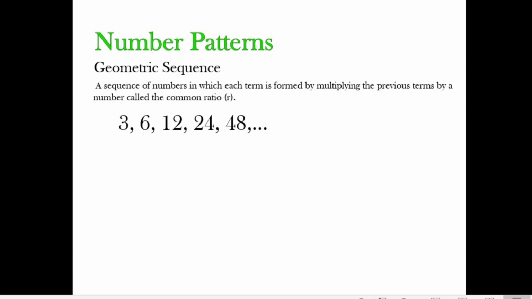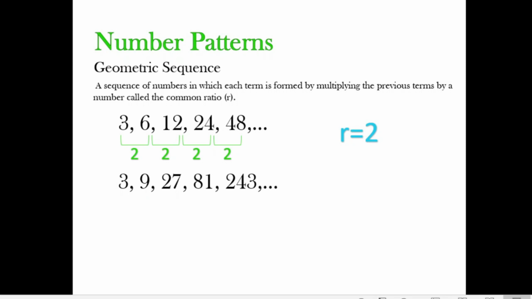For example, 6 divided by 3 is 2. 12 divided by 6 is again 2. 24 divided by 12 and 48 divided by 24 are both 2. We say that 2 is the common ratio of this geometric sequence. How about this one? Is this a valid geometric sequence? Let's check. We start with 9. 9 divided by 3 is 3. And if we continue with the other terms, we will see now that the answer is always 3. So yes, this is considered a geometric sequence and the common ratio is 3.